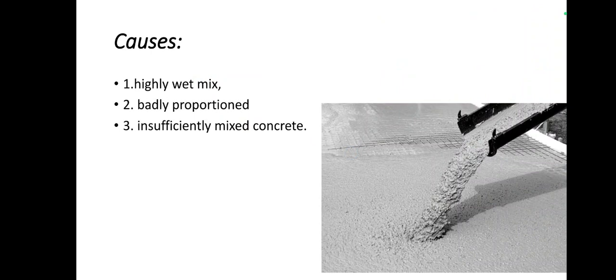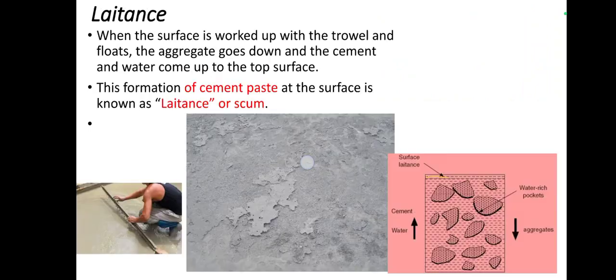That also will happen. And what are the main causes of bleeding? Bleeding relates to the water. So if you add more water, if the concrete is too wet, then it causes bleeding. Bad proportioning also causes bleeding, because water is also an important material for proportioning. And if you are not mixing the concrete properly, that also will result in bleeding.